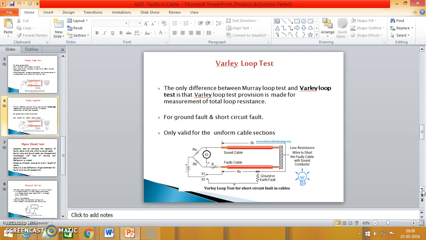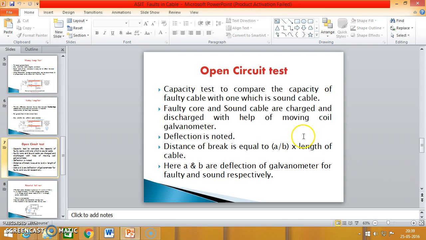Third test is a very important test, Worley loop test. The only difference between the Murray loop test and the Worley loop test is that in the Worley loop test, provision is made for measurement of total loop resistance. For ground fault and short circuit fault, it is only valid for uniform cable sections. And it can be understood with this result.